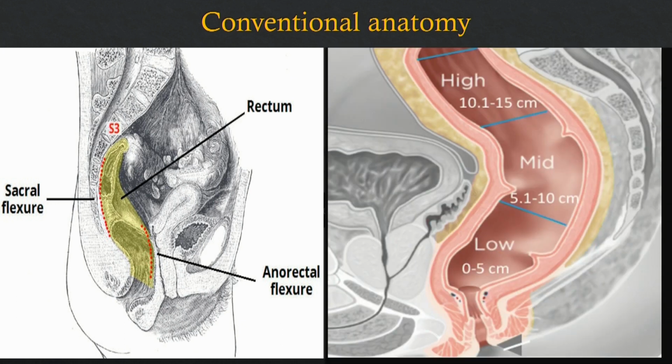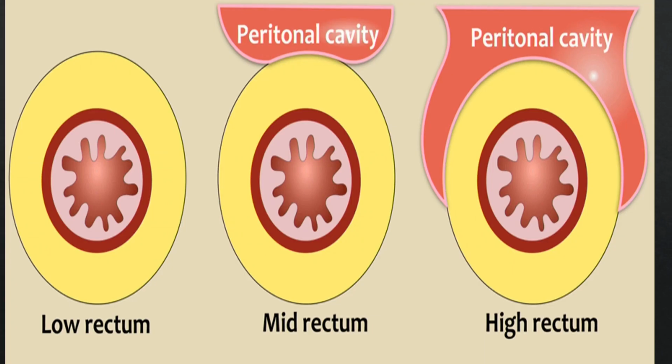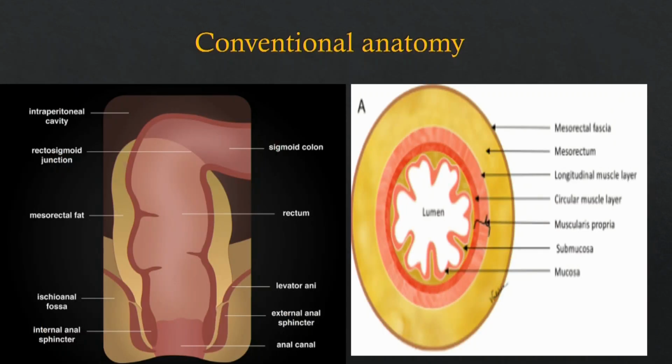From the surgical point of view, the rectum is divided into low, mid, and high, depending on the level from the anorectal junction: 0 to 5 centimeters, 5 to 10, and high 10 to 15 centimeters. Next, coming to the peritoneal cavity, the rectum is a partially peritonealized structure. In the low rectum, it is entirely covered by the mesorectal fascia. In the mid rectum, the peritoneum is seen only anteriorly, and in the high rectum it is seen anteriorly and towards the lateral aspect.